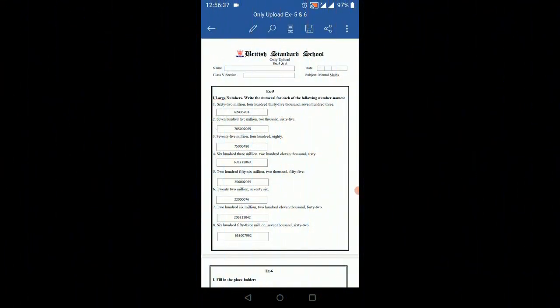Today we'll discuss exercise 5 and 6 from class 5 mental maths. Exercise 5, question number 1. Large numbers, write the numerals for each of the following number names.